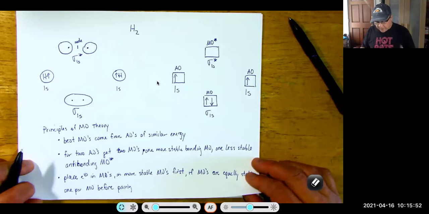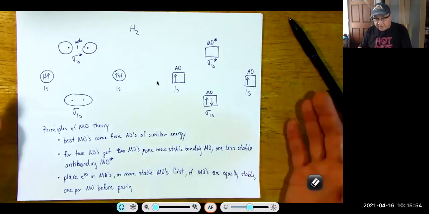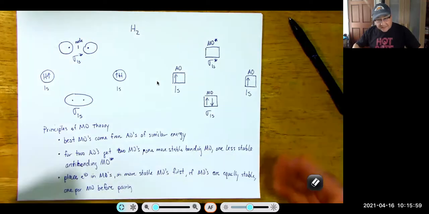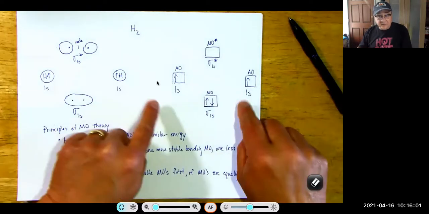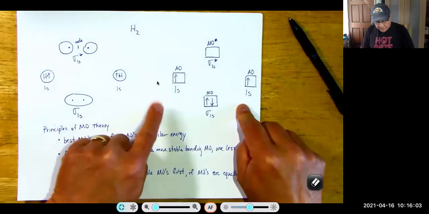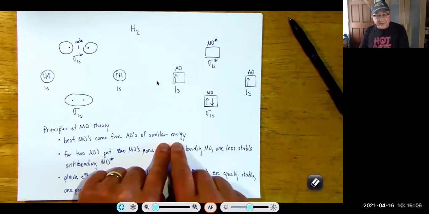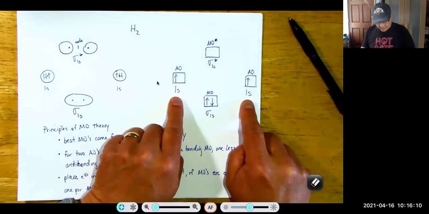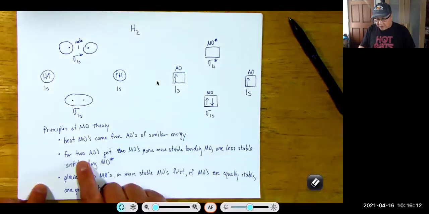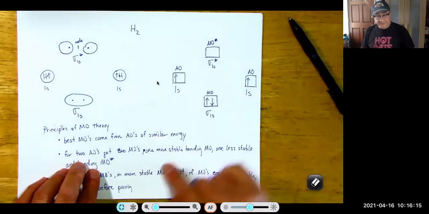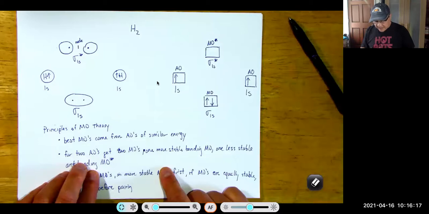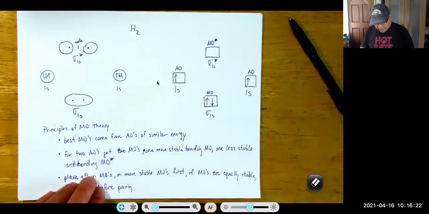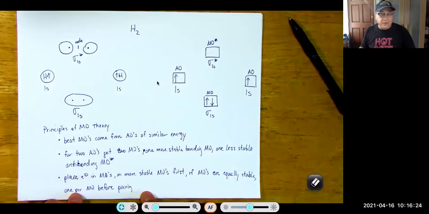So the reason I drew this very simple MO diagram here is because I can see all of these ideas right here. So first, best MOs come from AOs of similar energy. Can you see that these AOs are of similar energy? Yep. Can you see that I have 2 AOs and I get 2 MOs? Yeah. Can you see that I get a bonding MO and an anti-bonding MO? Can you also see that I'm placing them in the more stable MO first?